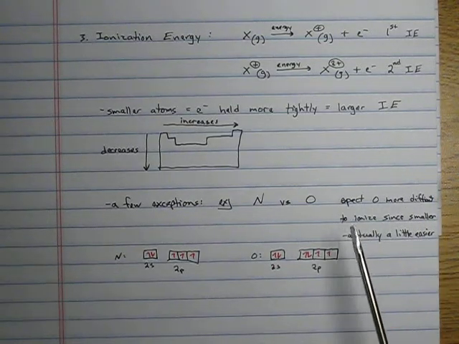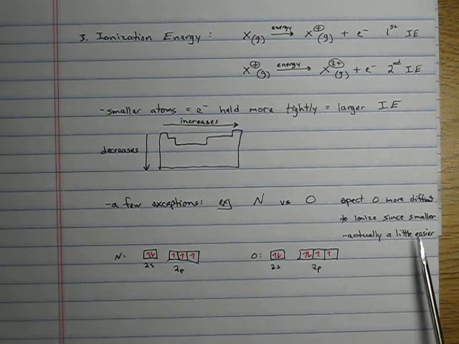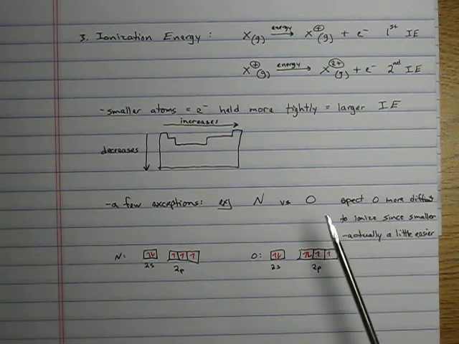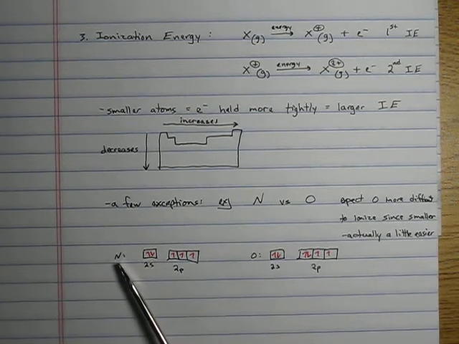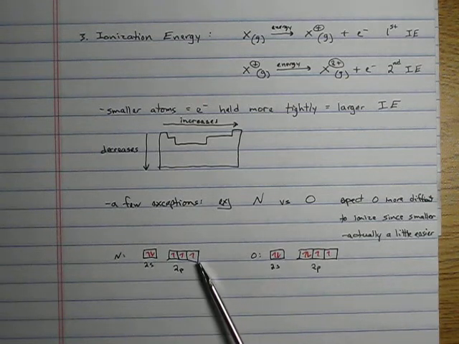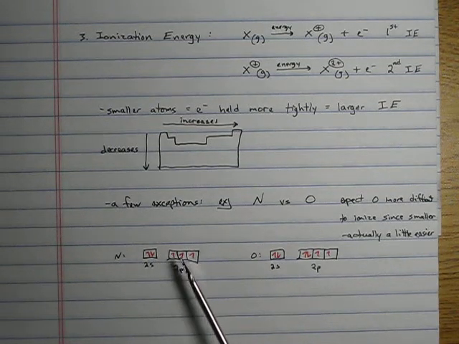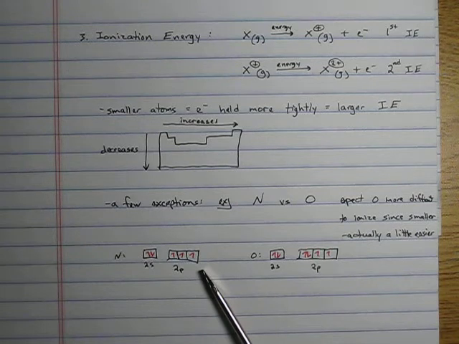But in fact, oxygen has a slightly lower ionization energy. It's a little easier to remove an electron from a neutral oxygen compared to a neutral nitrogen. Why is that? Well, let's look at nitrogen's electron configuration. In the valence shell, we have 2s2, 2p3. Recall Hund's rule. We're going to put those 3 electrons to maximize their spin multiplicity, to have the maximum number of parallel spins, and that gives us a half-filled subshell, which we know is stable, is lower in energy.